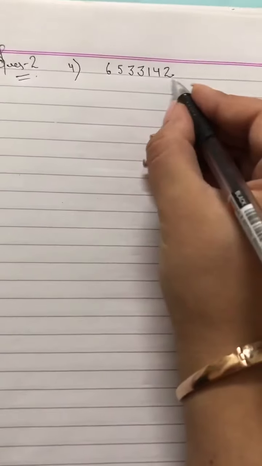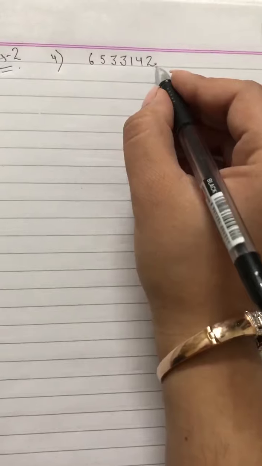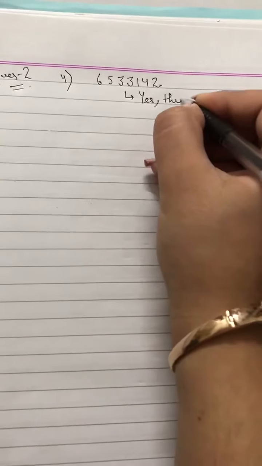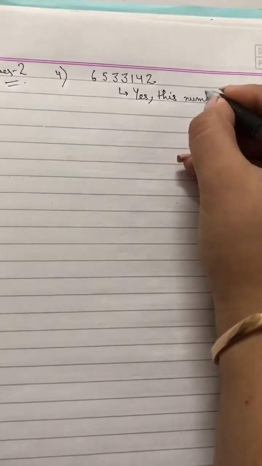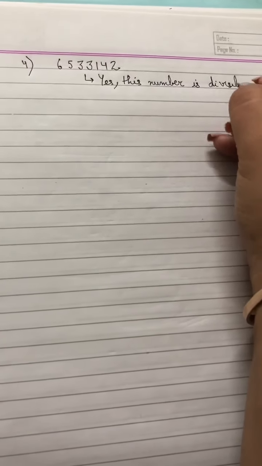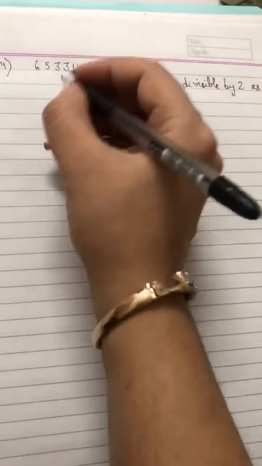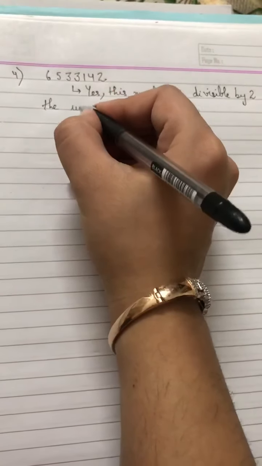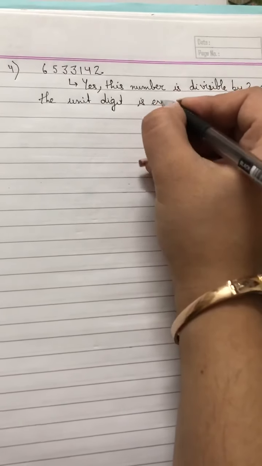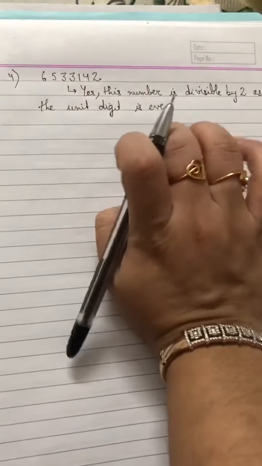So first let us check by 2. So yes, it is divisible by 2 as the last, that means your unit digit is an even digit. So you will write, yes, this number is divisible by 2 as the unit digit is even. This is the only divisibility test of 2, that the unit digit should be even. So yes, this number is divisible by 2.